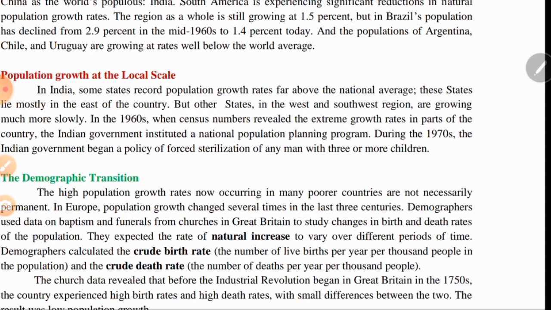And during the 1970s, the Indian government began a policy of forced sterilization of anyone with 3 or more children. In their proposed program, they allowed for a shotgun license in exchange for the sterilization of 2 people and a revolver license in exchange for the sterilization of 5 people.